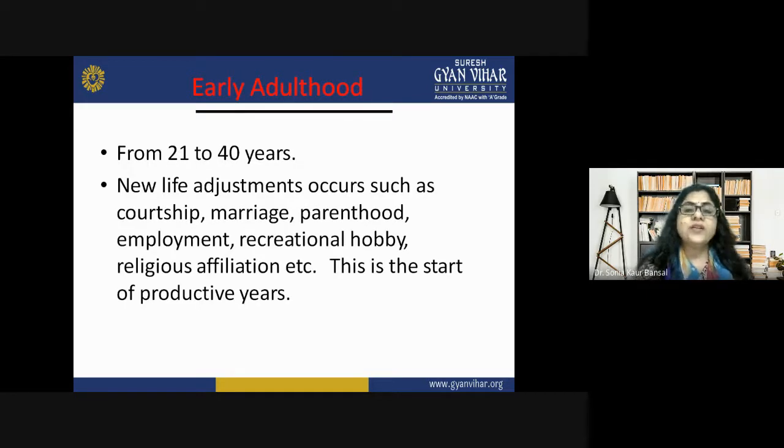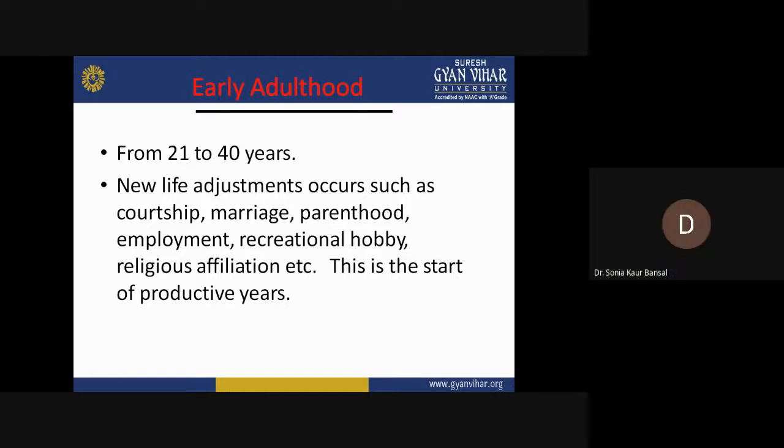Then early adulthood, from 21 to 40 years. New life adjustments occur such as courtship, marriage, parenthood, employment, recreational hobbies, religious affiliation, etc. So this is the start of productive years, where the adult person is entering into another phase of life, and he has learned many things and experienced enough, and now the family is starting.